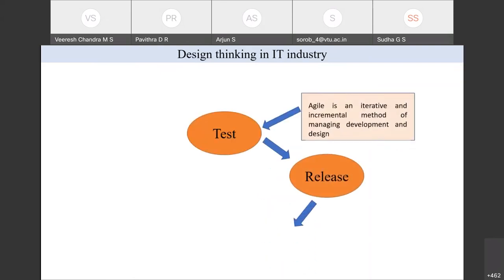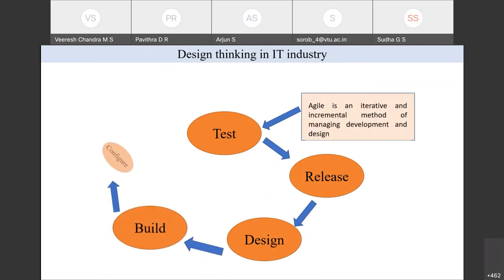So agile is an iterative and incremental method of managing development and design. Test, release, design, build, configure, and again test. Test, release, design, build, configure, and then test.